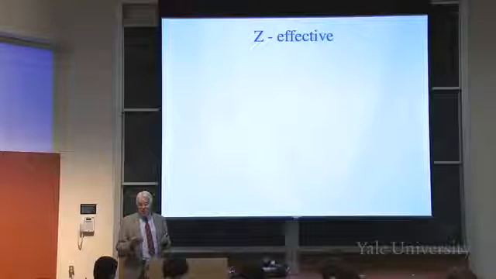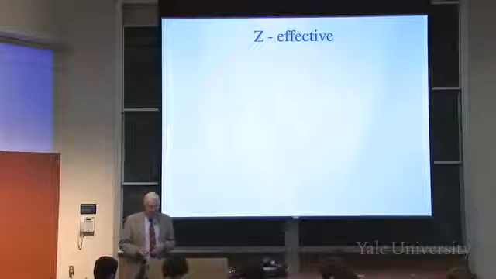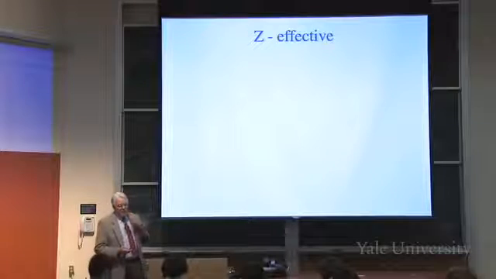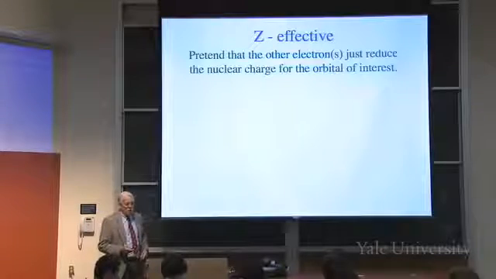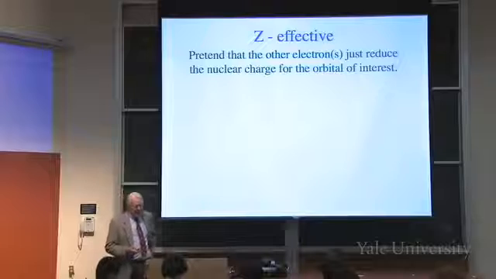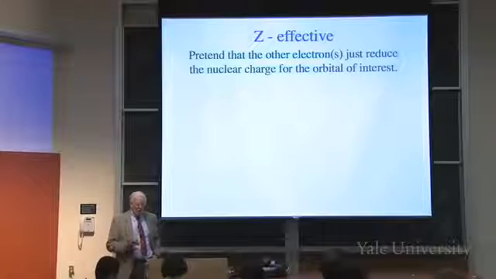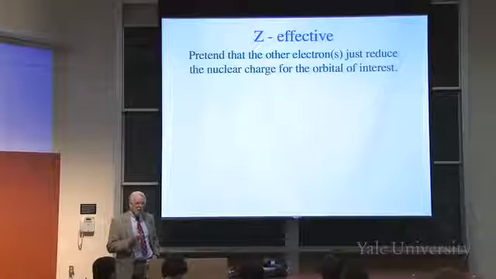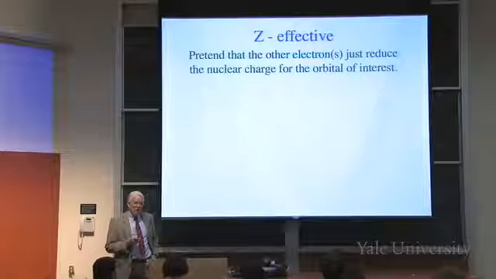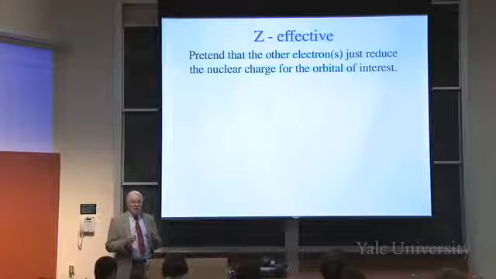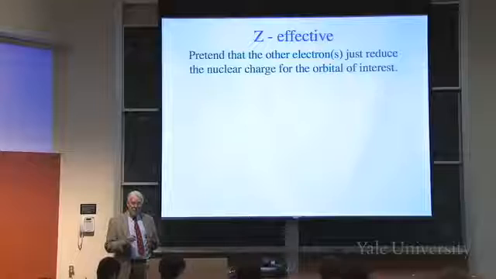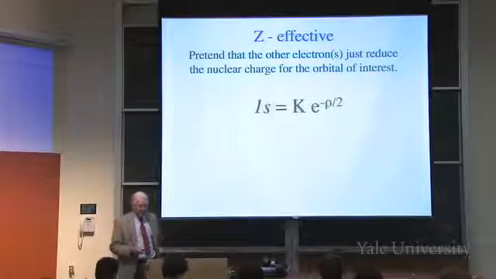What happens if you change the nuclear charge? Okay? So might there be an effective nuclear charge that we could use? So we pretend the other electrons just reduce the nuclear charge for the electron we're interested in, the orbital, the 1-electron wave function that we want to find. So we're going to just try to find a 1-electron wave function in a many-electron problem.